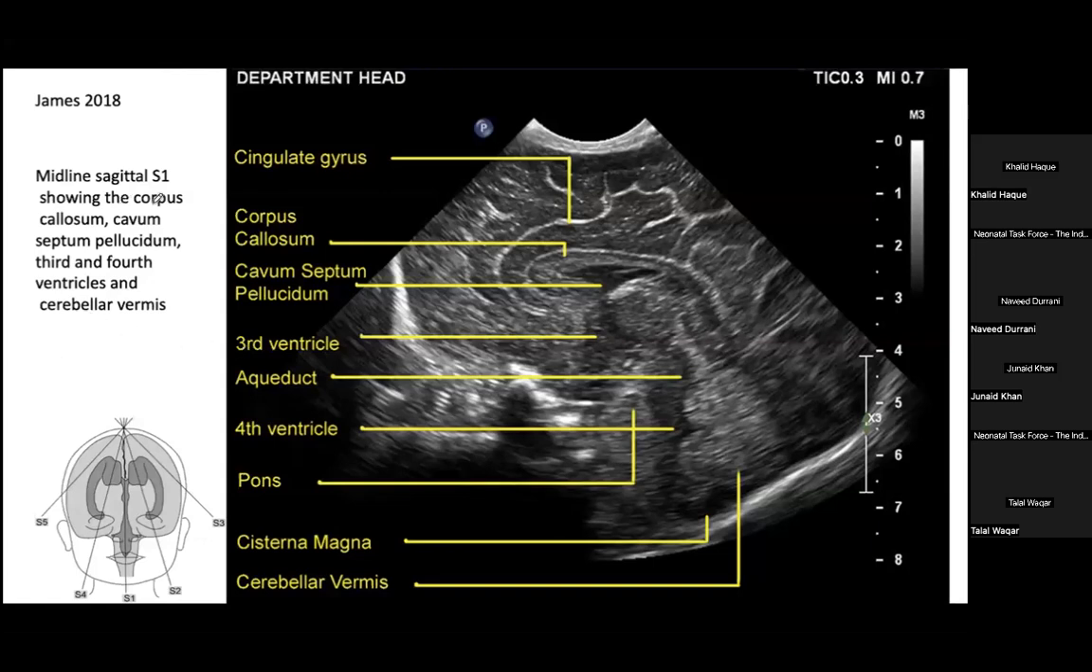So if you take the view in the midline structures, you will appreciate the septum pellucidum, and at the top of it, the sulcine gyri is called the cingulate gyrus. Below this will be the septum pellucidum, and then here will be the third ventricle. Aqueduct will come here, and then this will be the fourth ventricle. Back would be the cerebellum. This will be the cisterna magna, and in front of the fourth ventricle will be the pons.